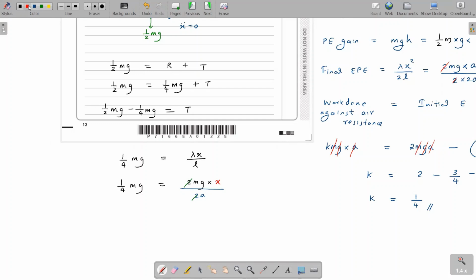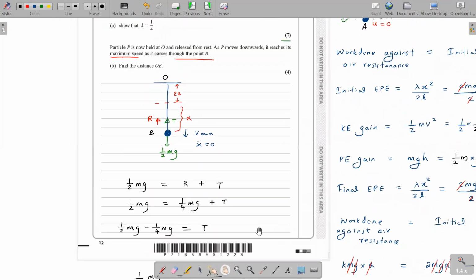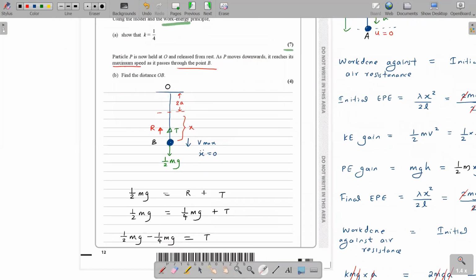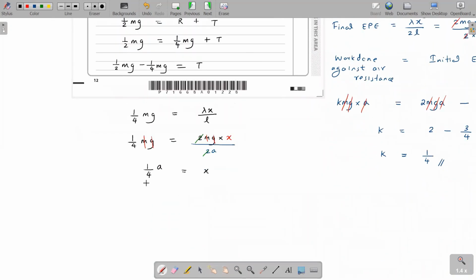And we can also cancel out mg. So we get x equals 1/4, and the a can come up over here. So x equals 1/4 times a. Then they ask you to get the distance OB. So how do you get the distance OB? The extension here is 1/4a, but the distance OB is the natural length plus this x. So OB distance equals the natural length plus 1/4a. How much is it then? 9/4a. So this is the length of OB.